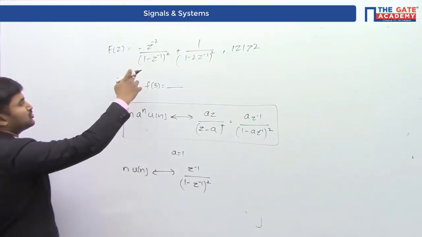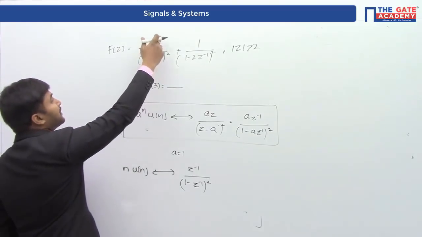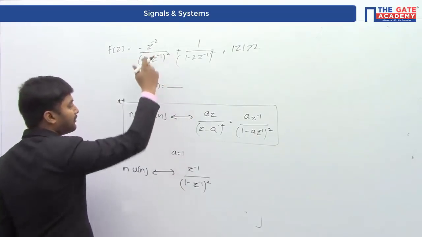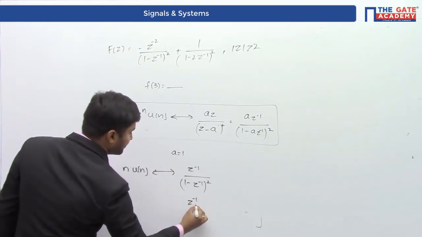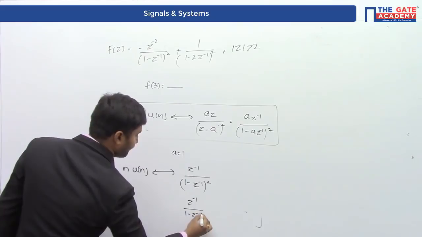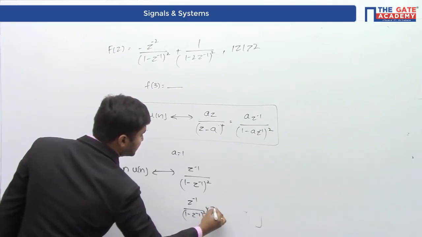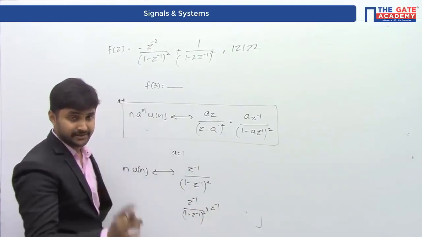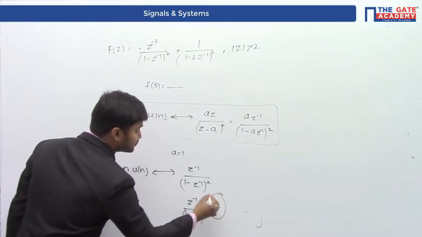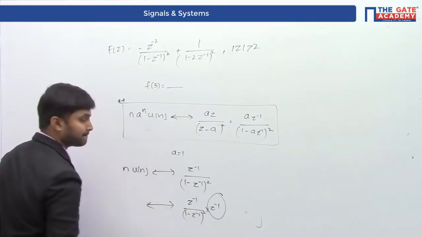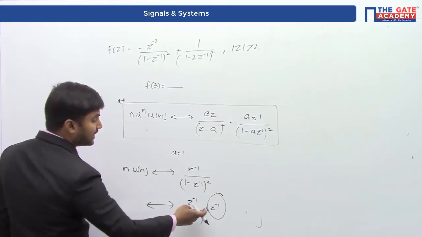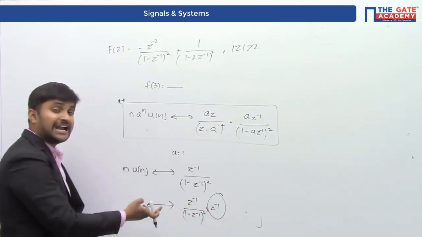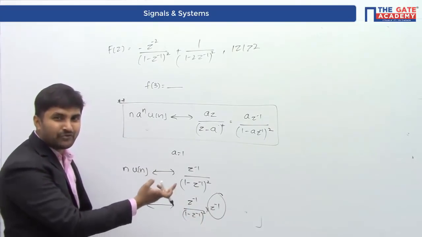But if you observe in the question, it is having z power minus 2, not only z power minus 1. So if I multiply my function with z power minus 1, then totally I will have z power minus 2. But if I multiply by z power minus 1, what happens in the other domain? Whenever I multiply any function of z with z power minus 1, there will be a delay of 1 unit.